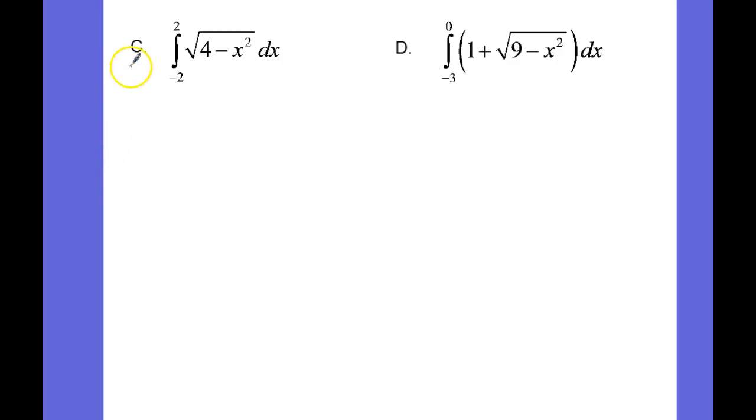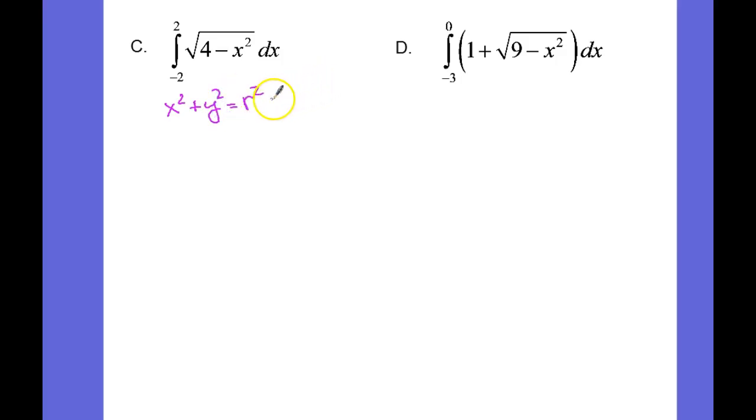In example 5 part C, we have the definite integral from -2 to 2 of the square root of 4 minus x squared dx. Now, you may or may not recognize this as a circle equation, or at least maybe the equation of an ellipse. But if you take the equation x squared plus y squared equals r squared.